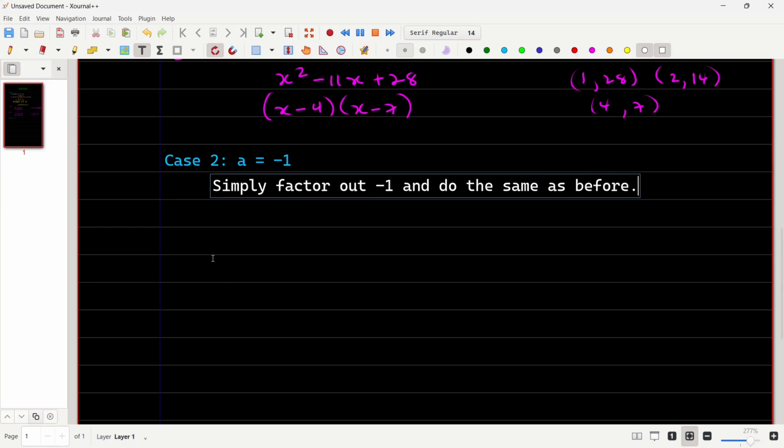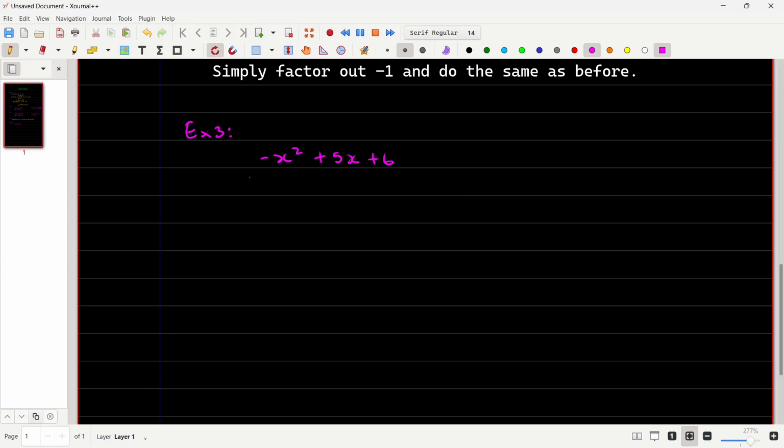All right, so example number 3. Let's say, for instance, you have a negative in front, and it's negative x squared plus 5x plus 6. You are going to factor out the negative sign, as we say here. I'm going to put square brackets like this. This is going to be x squared minus 5x minus 6. So everything is going to switch their signs as long as you pull out that negative 1. Then you just factor what remains inside of the bracket.